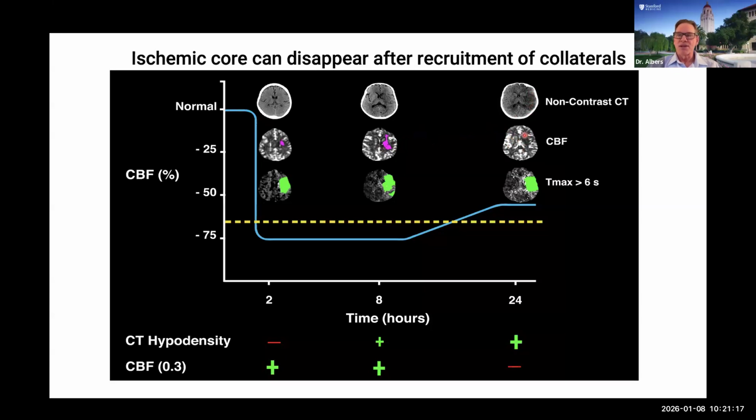The reason you don't see low CBF out to the cortex is because the collaterals have raised the CBF. So even though there's still an occlusion, the CBF is not as low as it could be earlier on. So there's two reasons why this pink core can disappear over time. Again, making the point that you're going to get a lot more information about core off a non-con CT when you get into the later time window. The Tmax is going to tell you that the patient did not reperfuse.